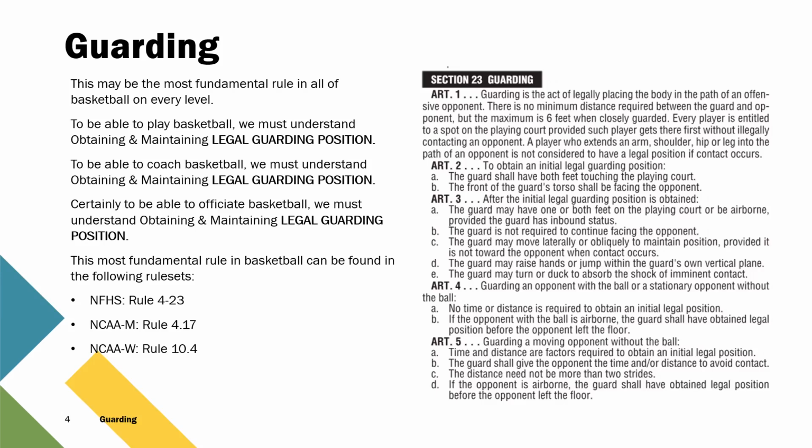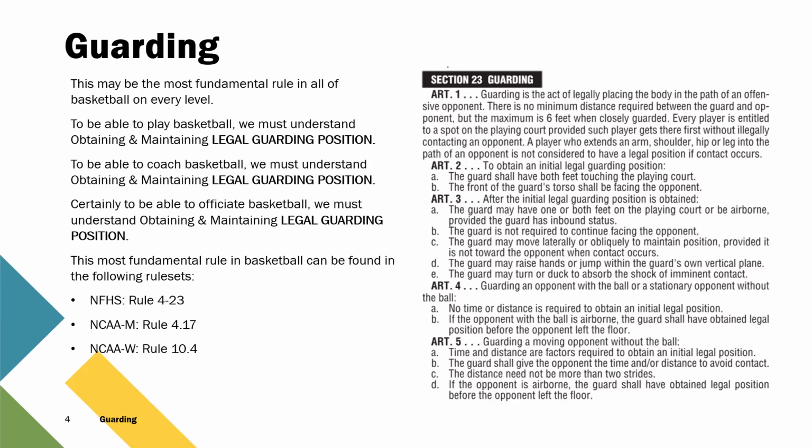Now, probably in guarding, the most important three words that you ought to know, if you're a coach, if you're a player, and damn, if you're an official, you need to know these three words if you don't know any other three words of terminology in the rule book. Legal guarding position. To obtain an initial legal guarding position, the guard shall have both feet touching the playing court, and the front of the guard's torso shall be facing the opponent. What three words are not in there? Set, still, stationary.